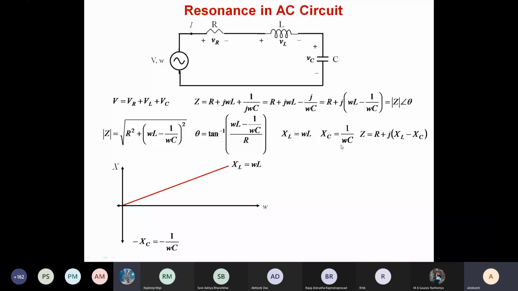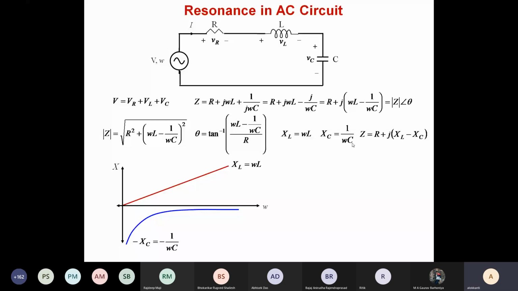And as omega increases, what is the value? The value decreases. XC is decreasing, but on the negative side it is increasing. It is negative and the magnitude is decreasing, so the value is tending to 0. But in which quadrant is it? Fourth quadrant. So it will increase in the fourth quadrant something like this. If we plot this minus XC, it will look like this.